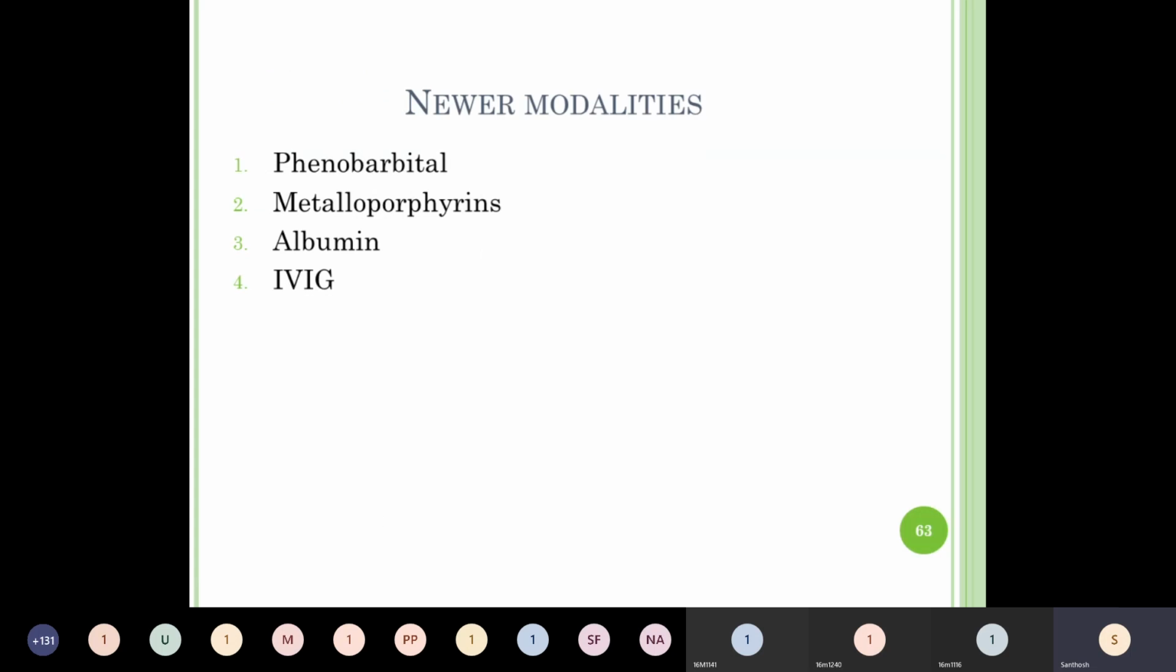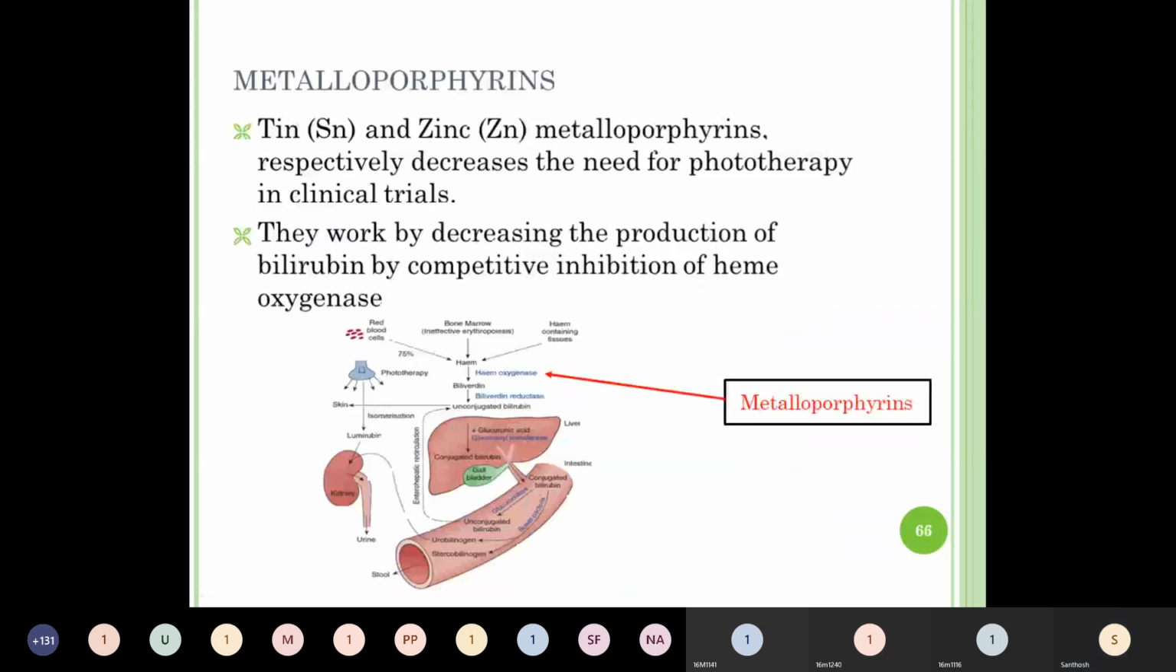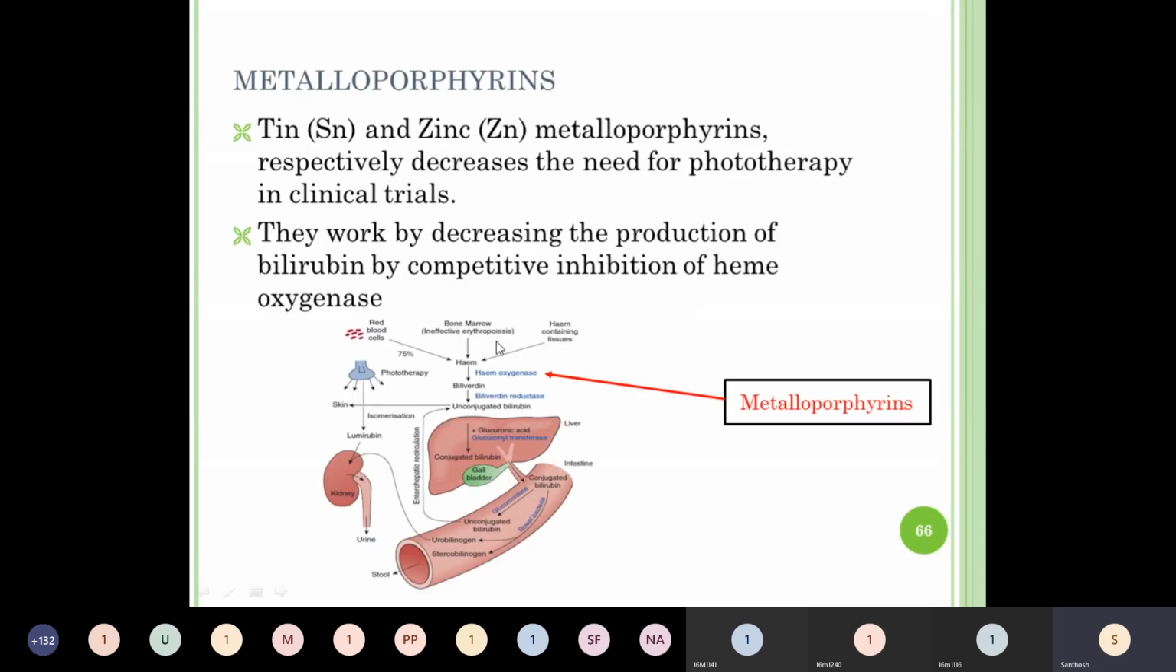Now, what are the newer modalities of treatment? Some of the things like phenobarbital, you would have heard is an anticonvulsant drug. But the mechanism of action, how phenobarbital acts, is that it induces the enzyme glucuronyl transferase. It helps in the maturation. So when you give it to the babies, what happens? This will cause the maturation of the glucuronyl transferase enzyme in the newborn. So it can actually help in the conjugation of the bilirubin inside the liver. So the dose is 2.5 milligrams per kg per day for 5 to 7 days. Where do you want to give it? It can be given in Crigler-Najjar syndrome type 2 and Gilbert syndrome.